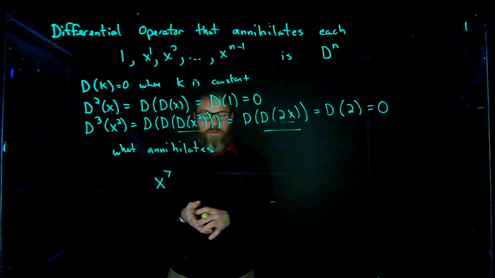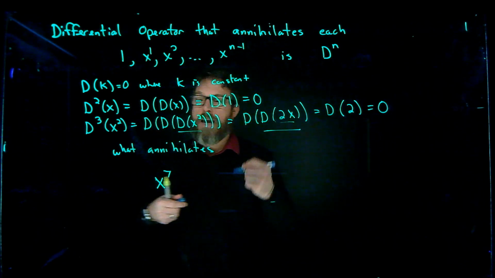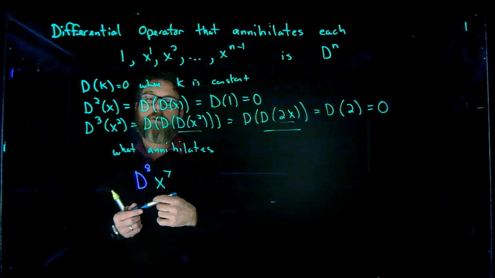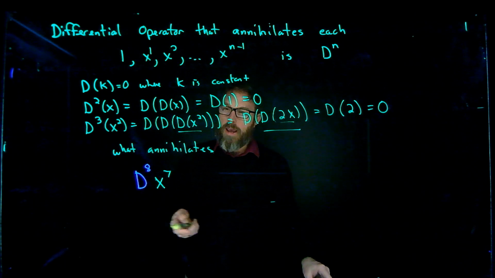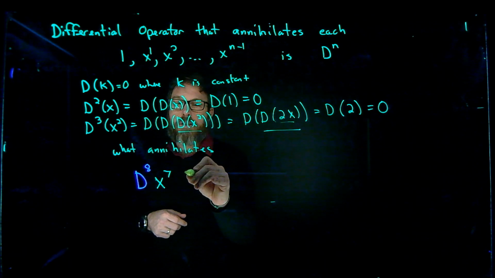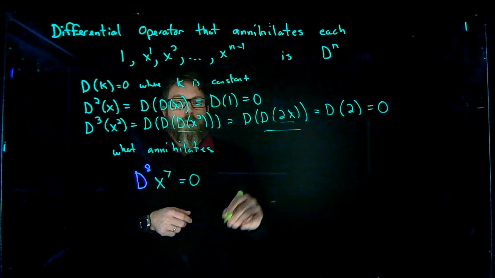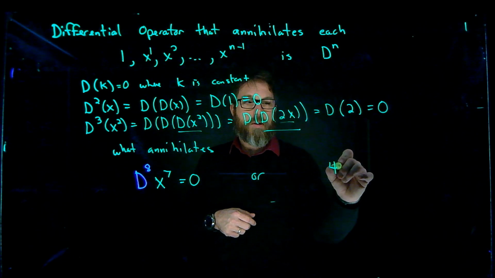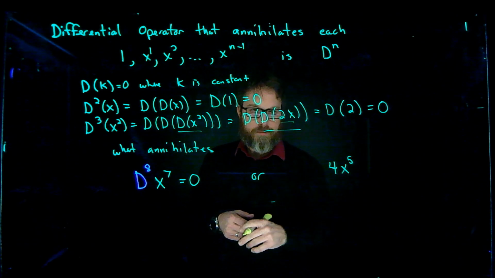So we're not going to go through all the work, but what's going to annihilate this x to the 7th? It's going to be D to the power 1 bigger than that, 7. So the 8th derivative of x to the 7th is going to be equal to 0. Or what if I ask, what annihilates 4x to the 5th?